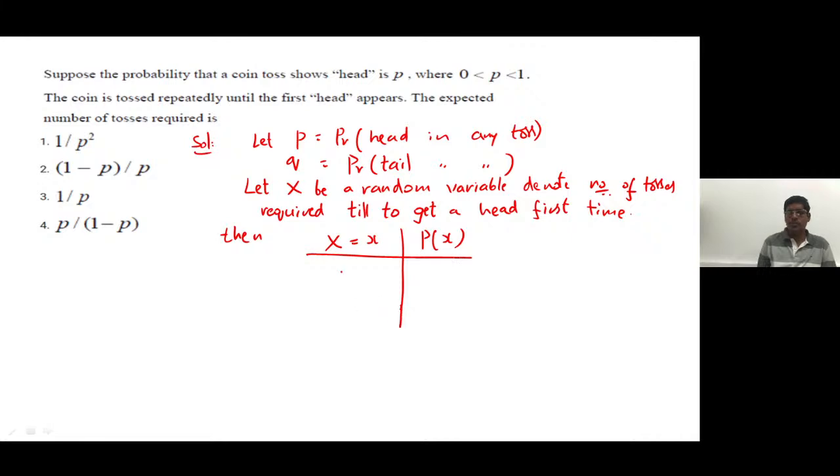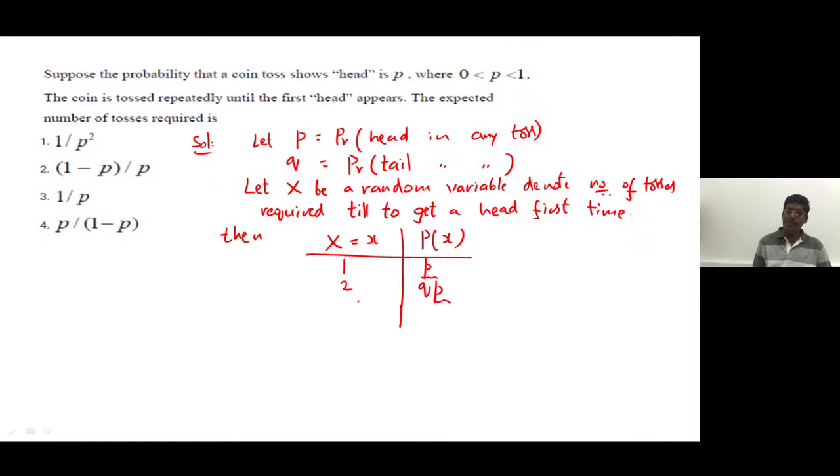What is the meaning of this table? If you get head in the first toss, the probability of X equal to 1 is small p. If you do not get head in the first toss, then you have to toss a second time, that is X value 2 tosses. Then the corresponding probability of X equal to 2 is first toss tail, second toss head, because 2 tosses required means automatically the first toss is not head, that means tail, and the second toss gives head.